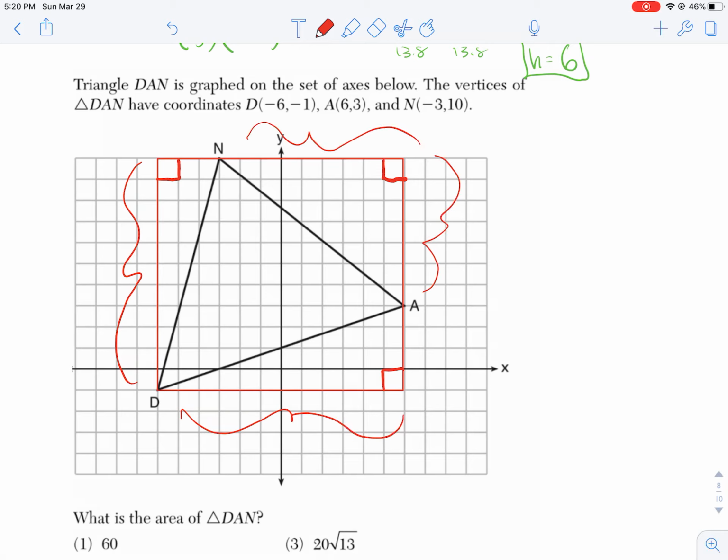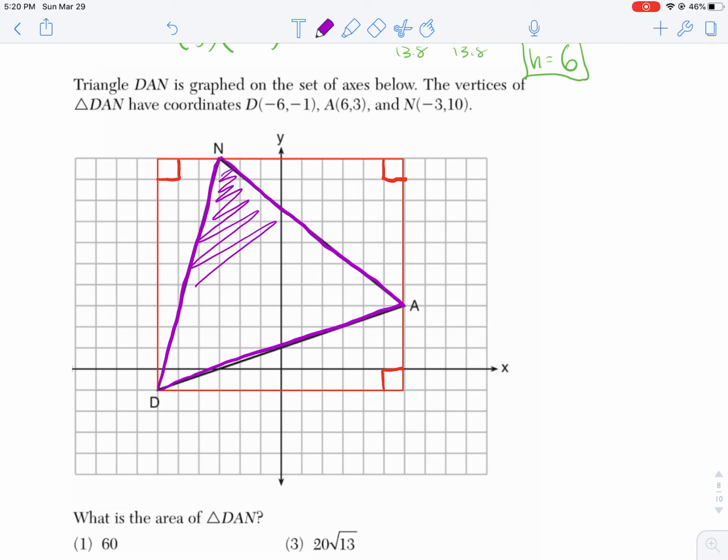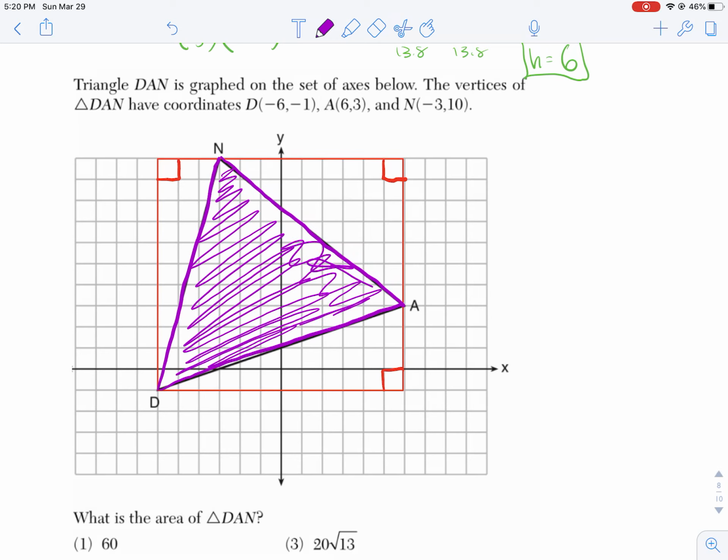Right? The height is represented by those 3 lengths, and the base is represented by those 3 lengths. Okay? So anyway, our goal here, if you haven't thought of it already, is I'm going to find the area of this entire rectangle, and I'm going to subtract the area of those 3 triangles, and the area I should have left should be this shaded region. Okay? So that is our plan.